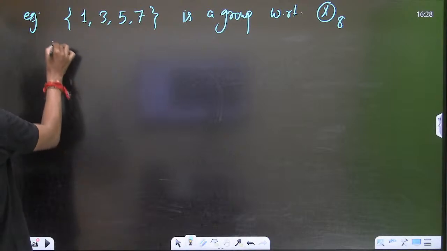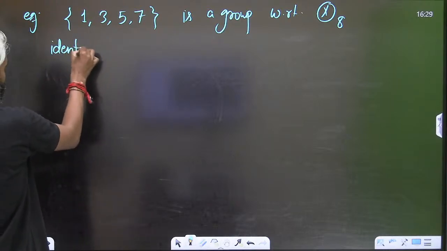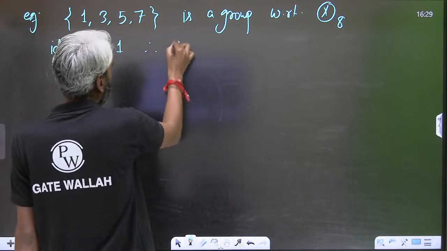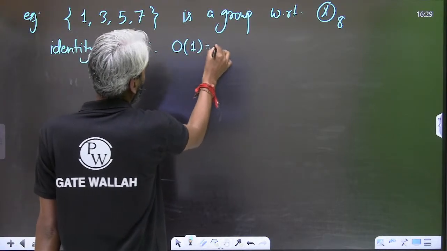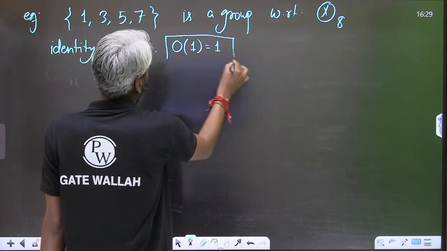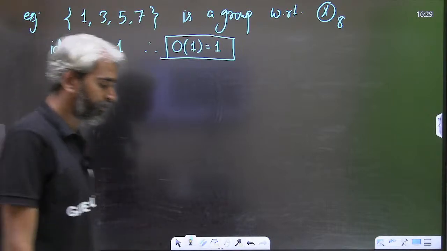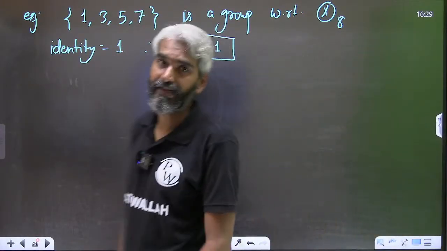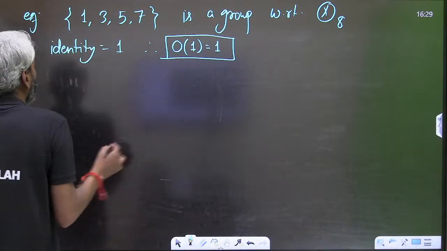Sir, what is the identity element? Sir, identity is equal to 1. So whenever you have the identity element, order of that identity element will always be 1. You don't need to perform the operation of identity element with anything to generate the identity element. Okay, so that's one thing.